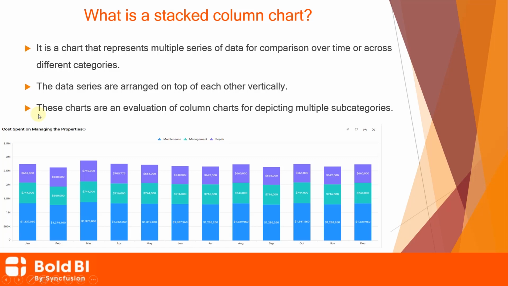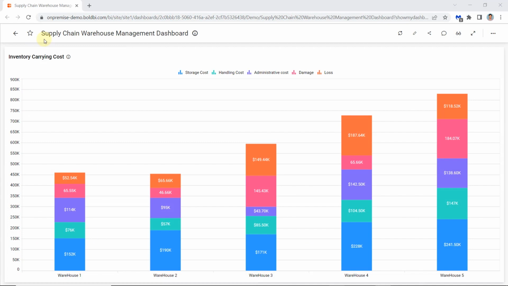Let's see a real-time example of a stacked column chart in a dashboard. In this example dashboard, to showcase and compare the total cost of storage, handling, administration, damage, and losses in different warehouses, we have used this inventory carrying cost stacked column chart. These charts are mainly used for comparing whole and distinct parts to analyze trends over different categories.